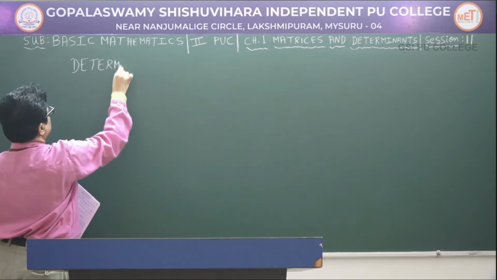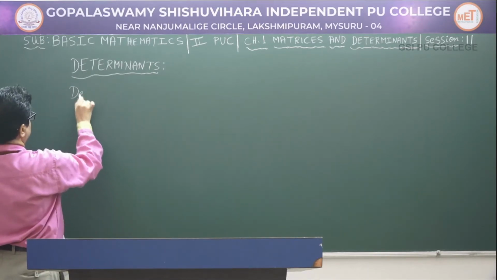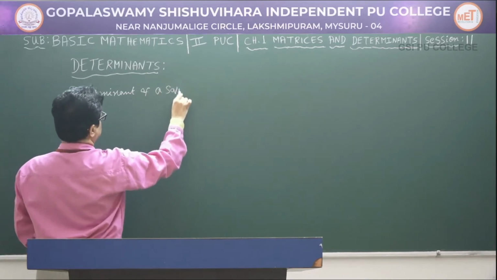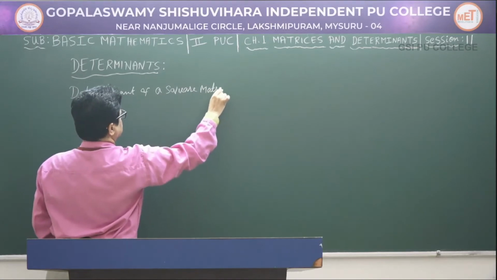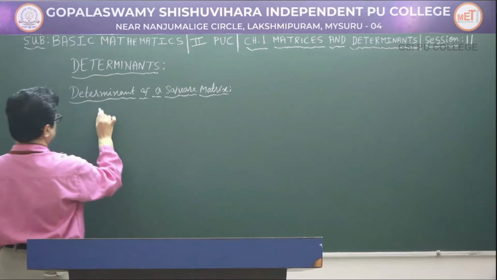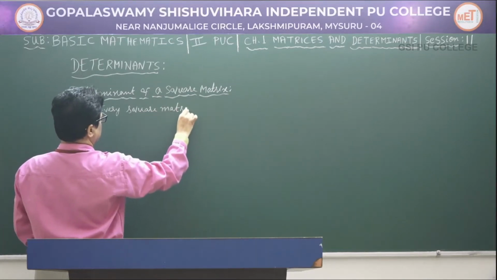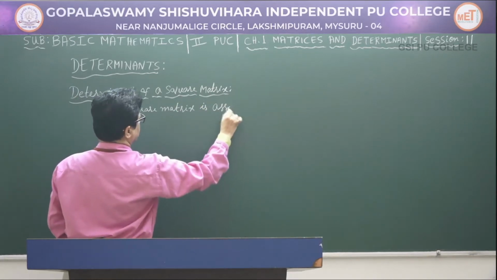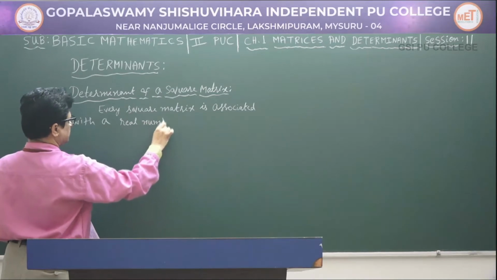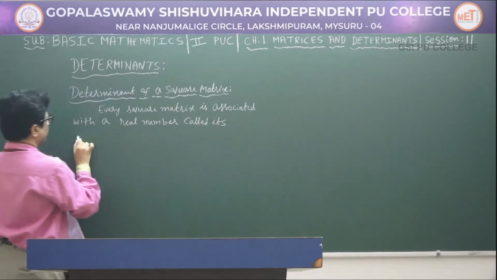Determinant of a square matrix. Every square matrix is associated with a real number called its determinant.